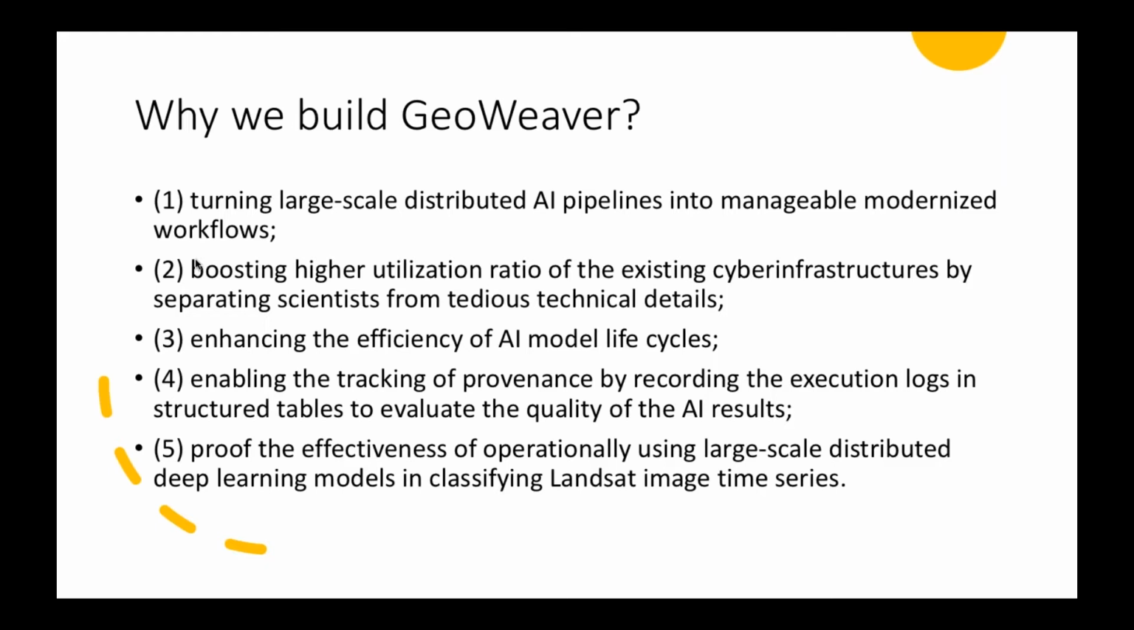We also want to enhance the efficiency of AI model life cycles, and enable the tracking of provenance by recording the execution logs of every workflow run in structured tables. So you don't have to worry about the provenance. Geoweaver will record every execution of the process for you. You can query them at any time in the future to understand why the script worked one time, but right now it doesn't work. What's the reason for that?